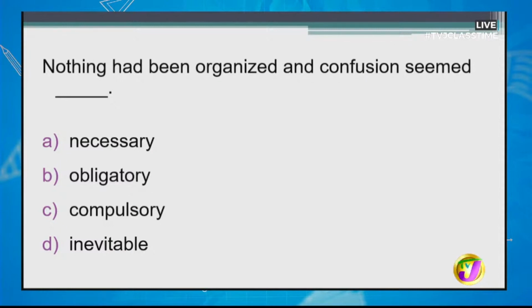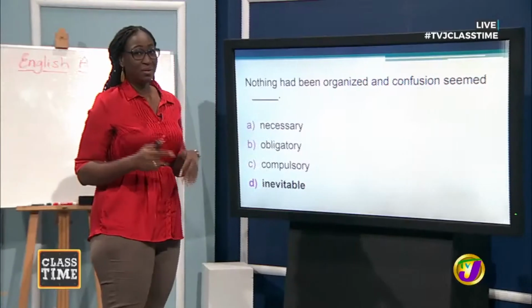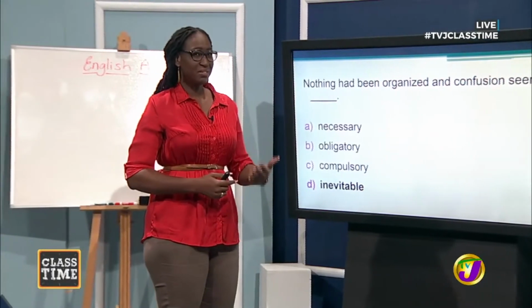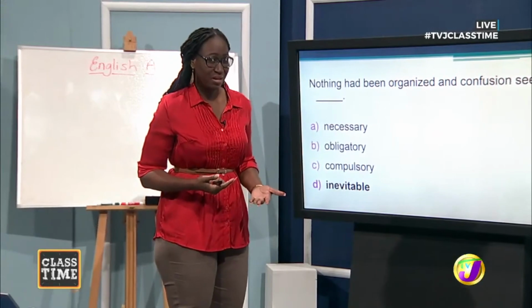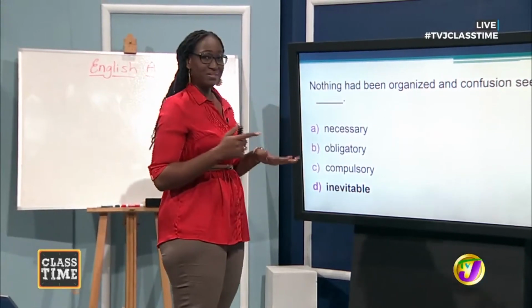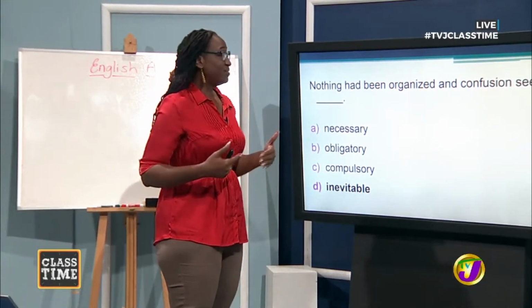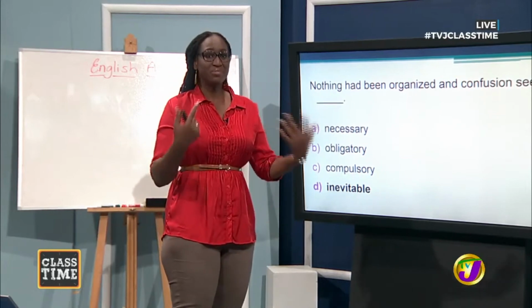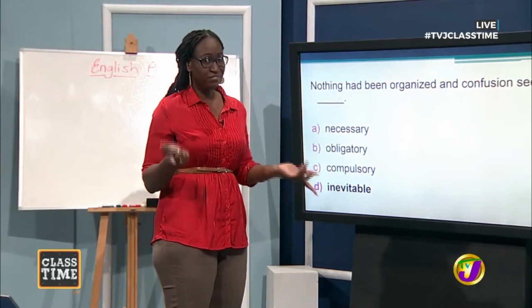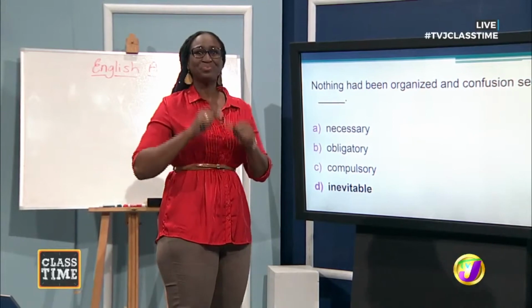All right, so the one you should choose is inevitable. I know some might have seen compulsory and thought that that would be the answer, but no. Inevitable means unavoidable. So it is something that must happen. Compulsory now is something that you're basically imposing on someone else. But in this scenario, it's not being imposed on anyone. It is something that is going to naturally result from the lack of organization. All right.